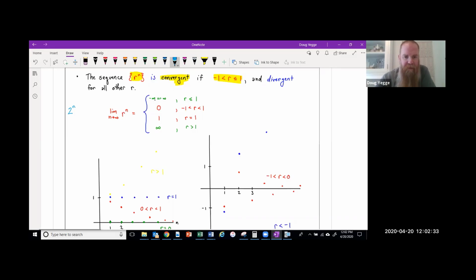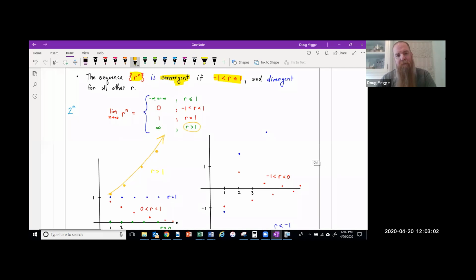Well, that's going to be these yellow dots right here. If I keep plugging in numbers, 2 to the first, 2 to the second, 2 to the third, 2 to the fourth, notice that these numbers just keep getting larger. So that's why I can see automatically that if r is greater than 1, the sequence goes to infinity. So that one's pretty obvious.